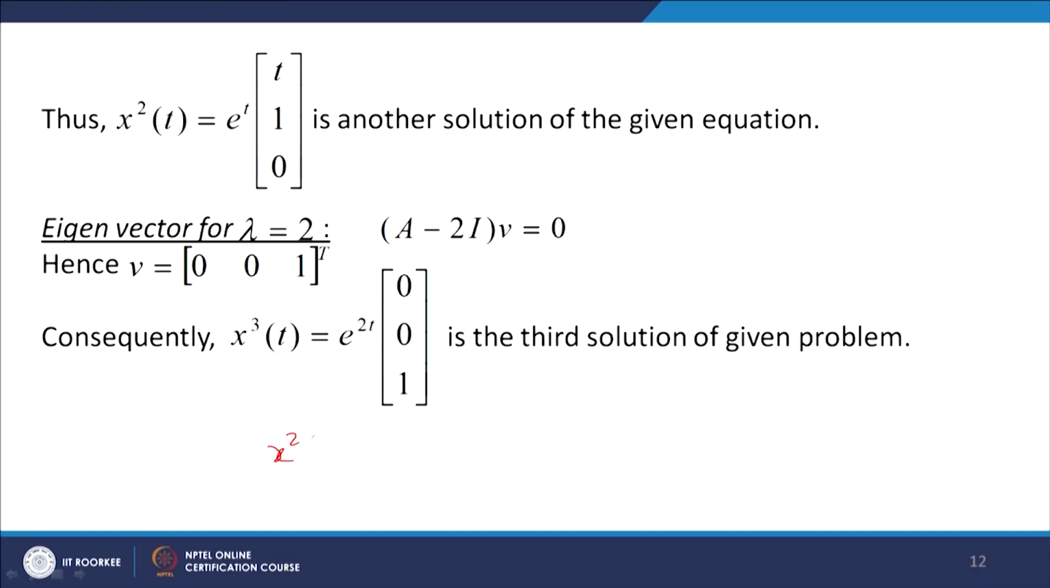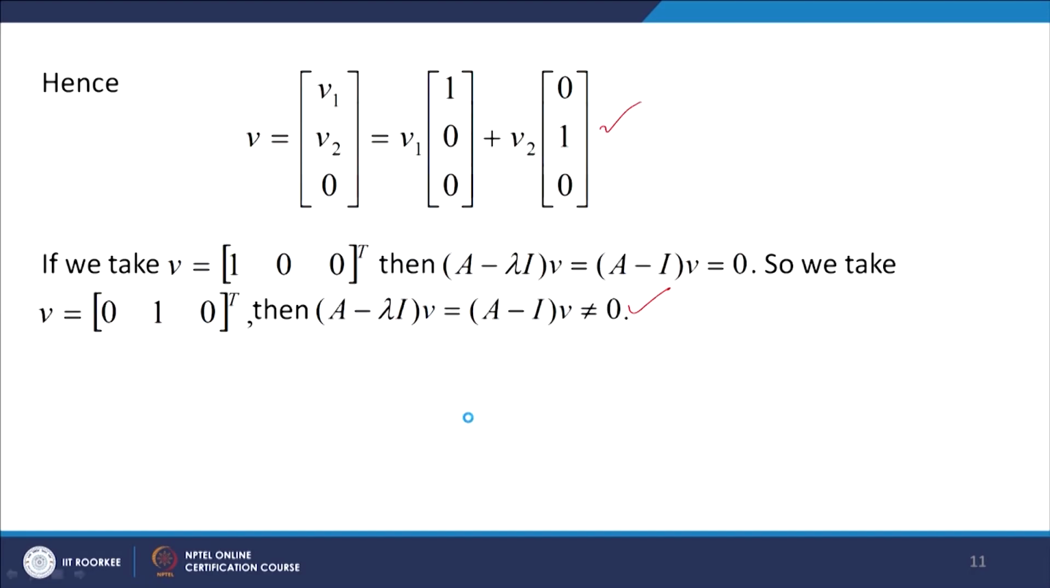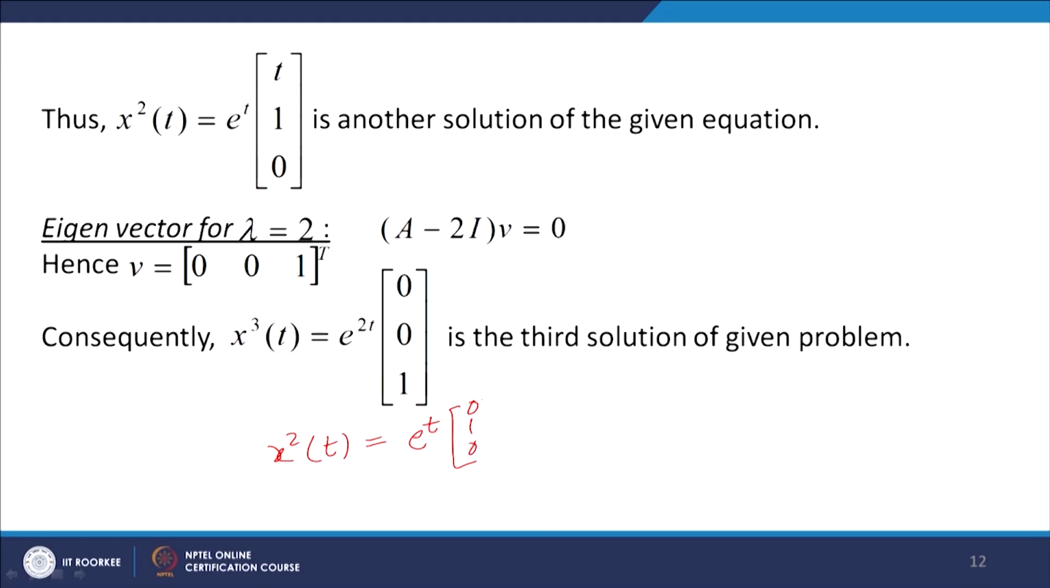So, x2(t) we have to find. In order to find x2(t), we have e to the power lambda t, that is e to the power t, into what we have taken, (0, 1, 0). Now, e to the power t we can write as e to the power t times e to the power (A minus I) t. So this is e to the power A t, because x2(t) is e to the power A t into (0, 1, 0), this is a solution.